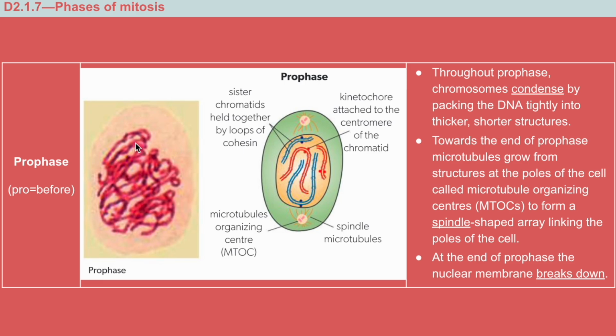They're now visible. Okay, we're also going to see microtubules start to grow from these structures at the poles of the cell called microtubule organizing centers. They form this spindle-shaped array. Okay, and then at the end of prophase, we're going to see that the nuclear membrane breaks down. Now we're going to move to step 2.